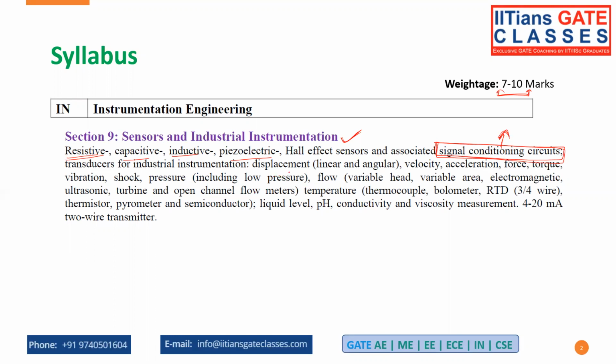We have other sensors as well, like displacement, velocity, acceleration. So if I'm talking about velocity, acceleration, force, or displacement, what are these? These all are the process, and this we want to measure. Okay, this year they have introduced the 4 to 20 milliampere two-wire transmitter. So this is a part of process control. This will be covered in this course also.